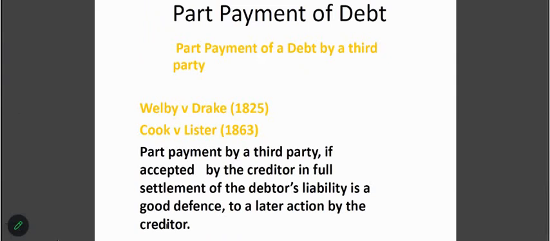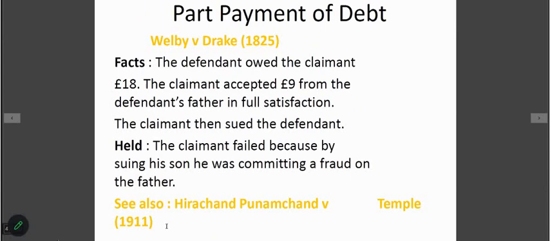Okay, this one I already discussed. I want to talk about, okay, here, for example, the defendant owed the claimant. The claimant accepted £9 from the defendant's father in full satisfaction. The claimant then sued the defendant. The claimant failed because by suing his son, he was committing a fraud on the father. Yes, I mean, he gets double payment. It's not right. Okay.